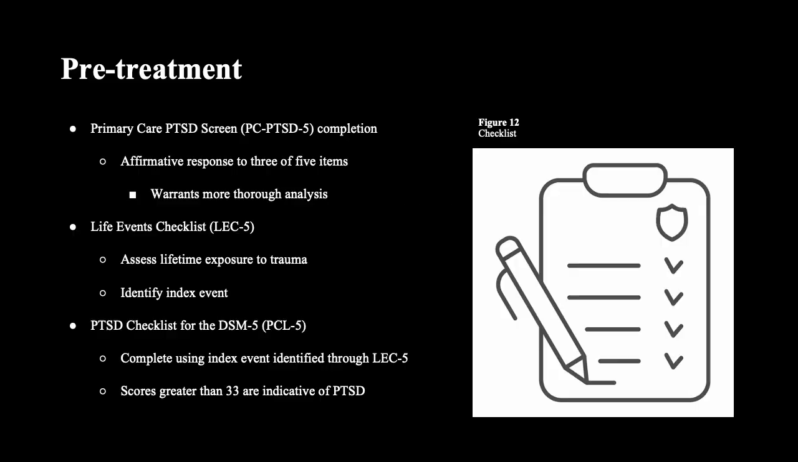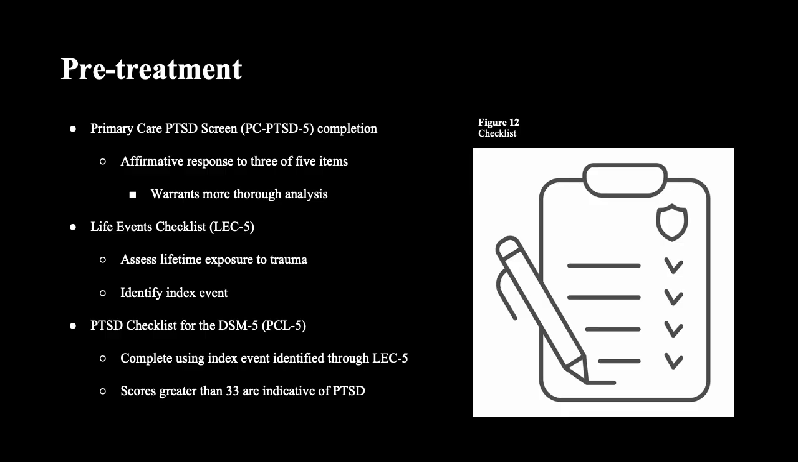Next, we'll look at cognitive processing therapy as a treatment. Before cognitive processing therapy can begin, there are a few pre-assessments. The first is the primary care PTSD screen. When you have 3 or more affirmative responses, a more thorough analysis of trauma is warranted. This can be completed through the Life Events Checklist. The Life Events Checklist assesses the lifetime exposure to trauma.